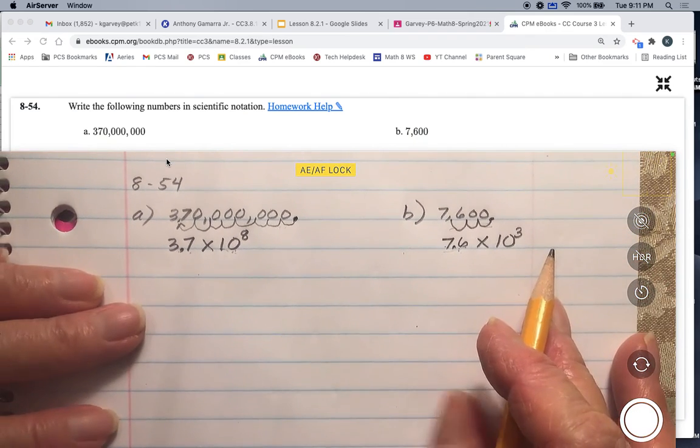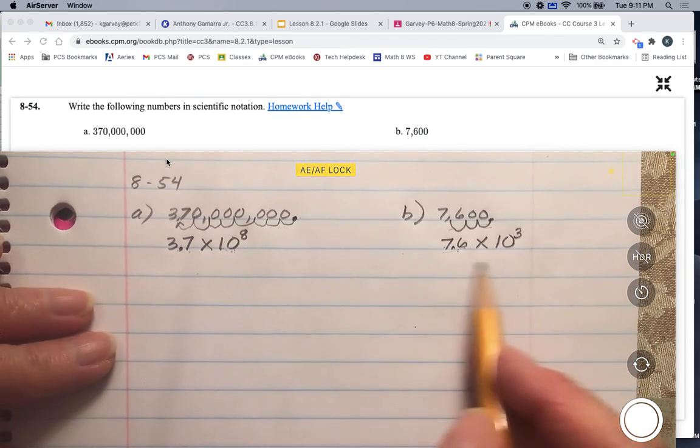All right, and that's how you write numbers in scientific notation.